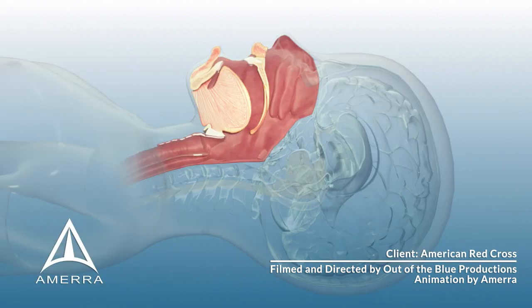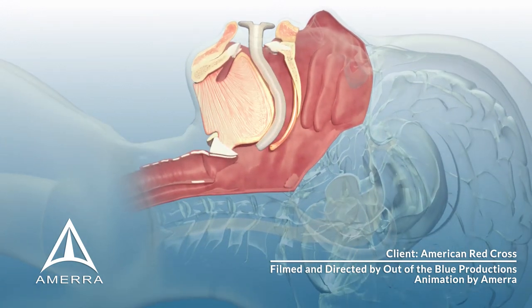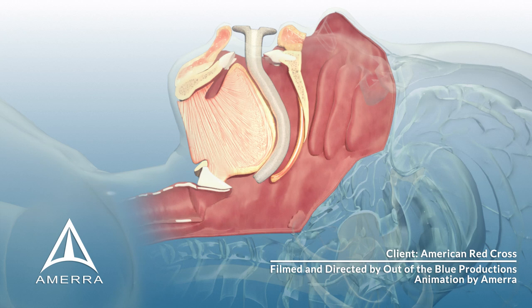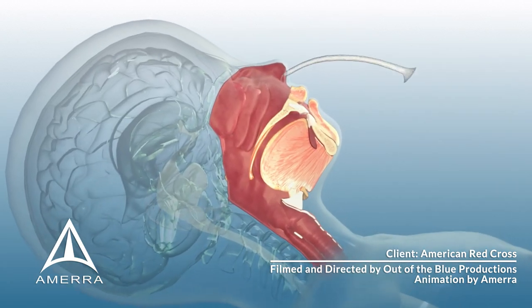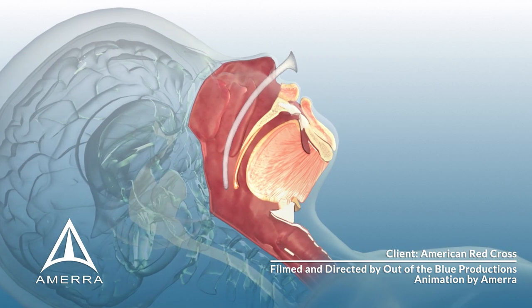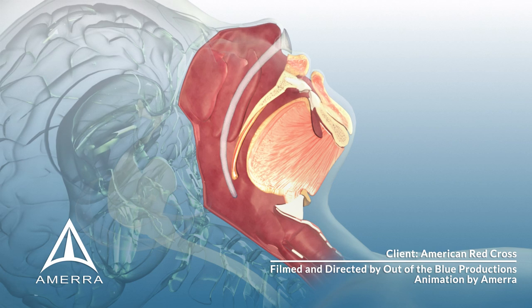When properly inserted, the OPA fits over the tongue and holds it up and away from the posterior pharynx. The flange should rest on the patient's lips. When properly inserted, the NPA extends to the posterior pharynx to provide a channel for air movement and suctioning. The flange should rest on the nostril.